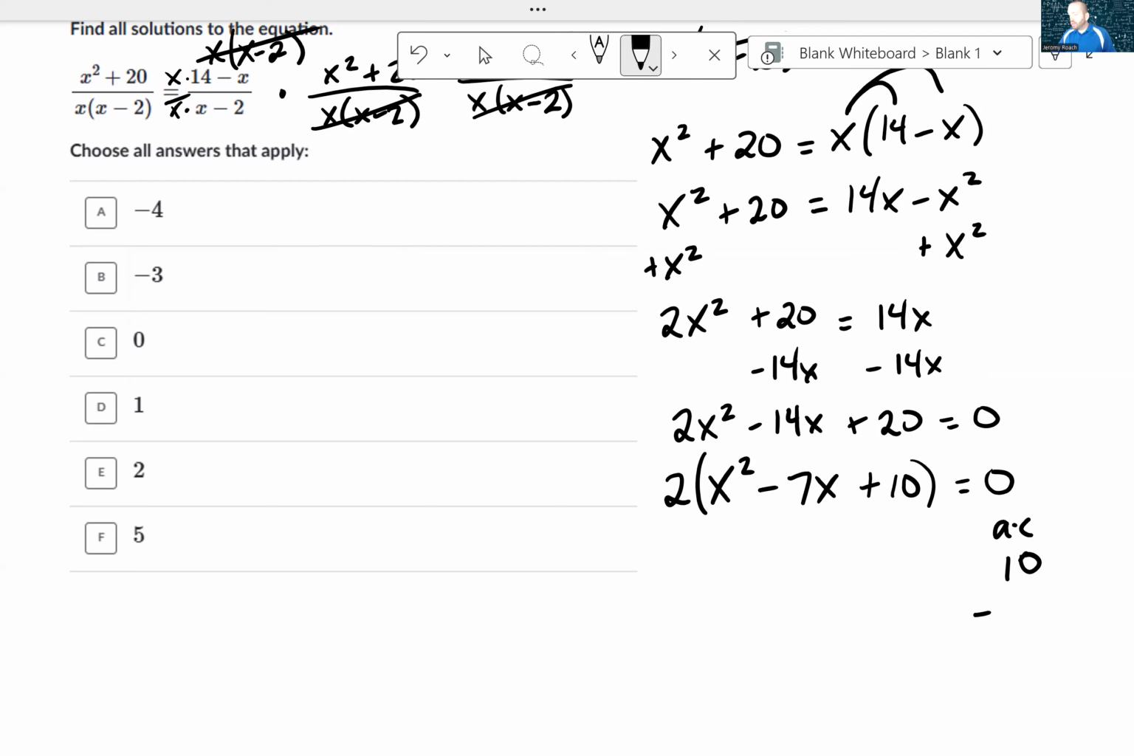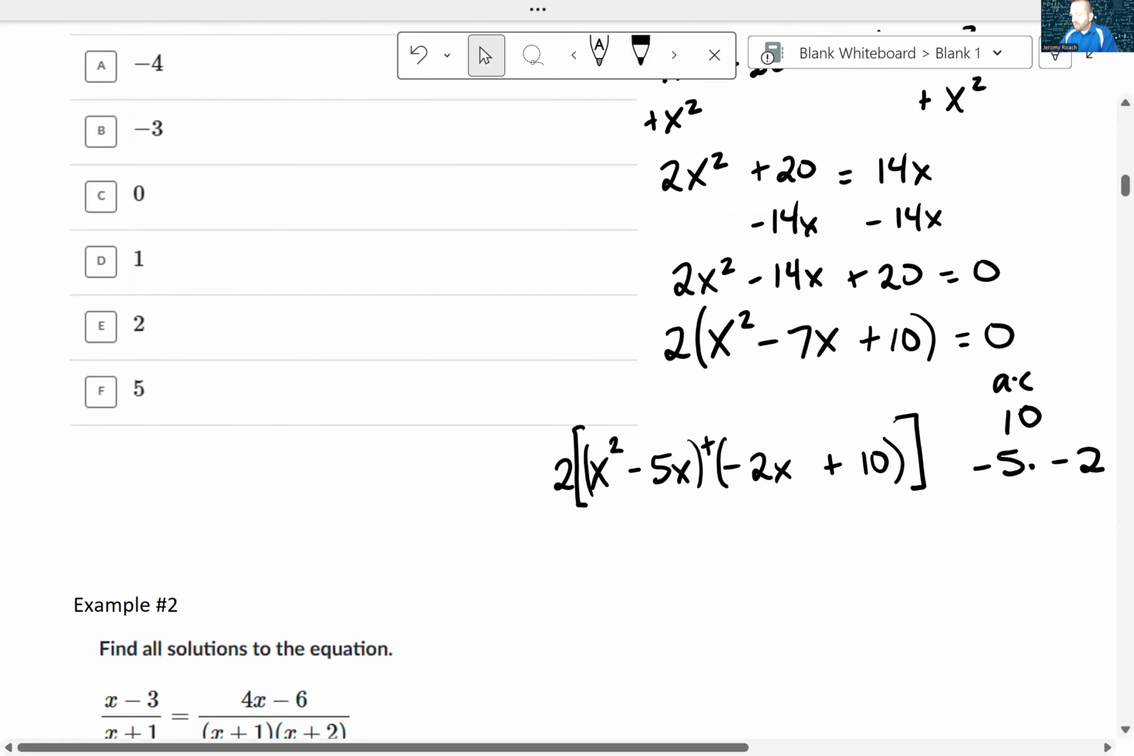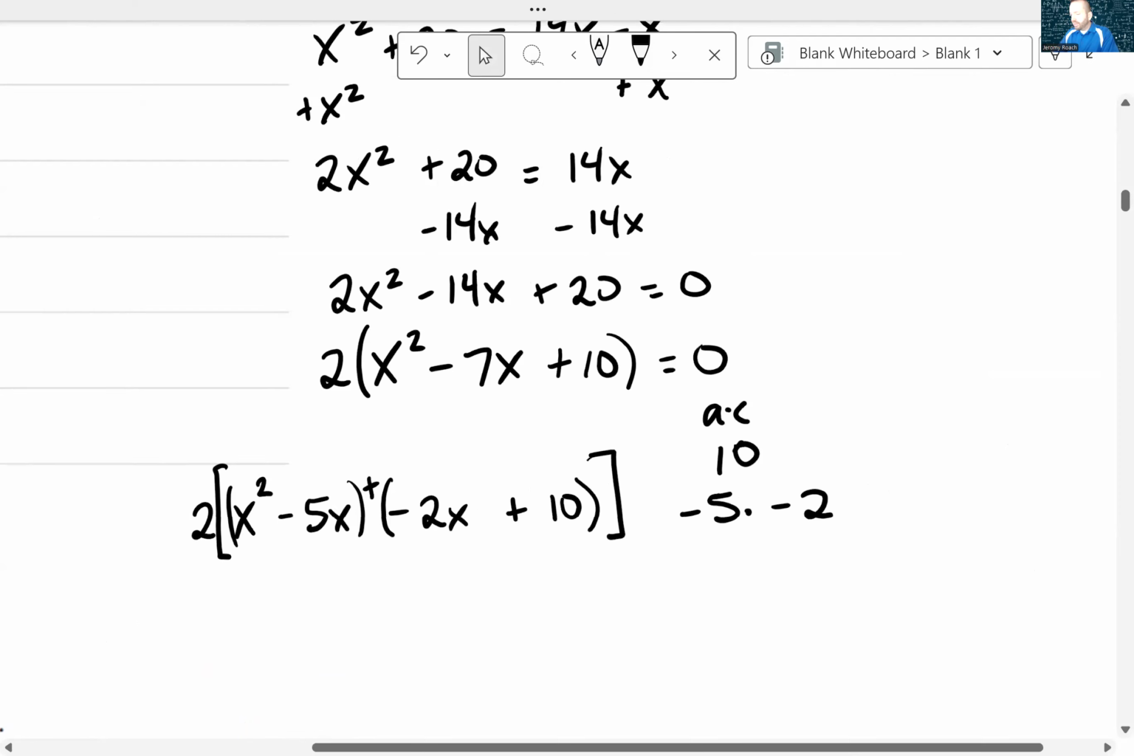So the numbers we need here are negative 5 times negative 2. So now we're going to rewrite this as 2 times, and I'm just going to put brackets here. This 2 ends up just getting divided out anyway. It's really not that important. But now it's going to be x squared minus 5x minus 2x plus 10. And then we would put the brackets there. And then we're going to separate these. And again, this should be a review with the AC method. We're going to separate those, and it looks like we've got to our next problem there.